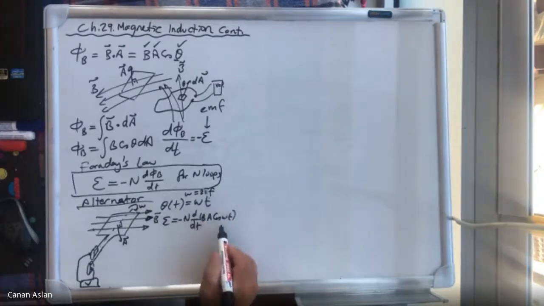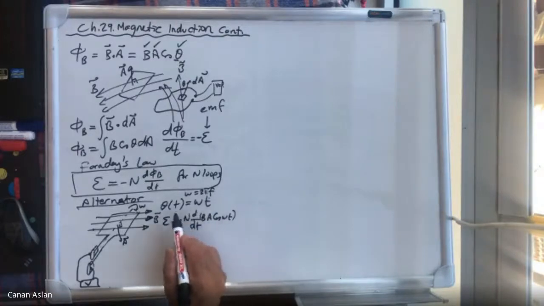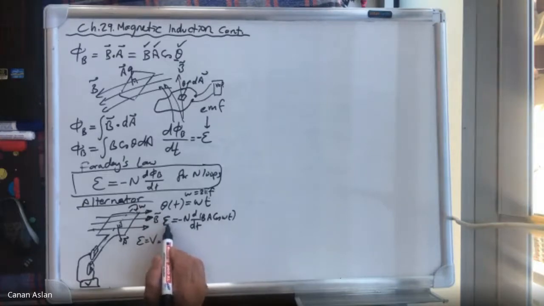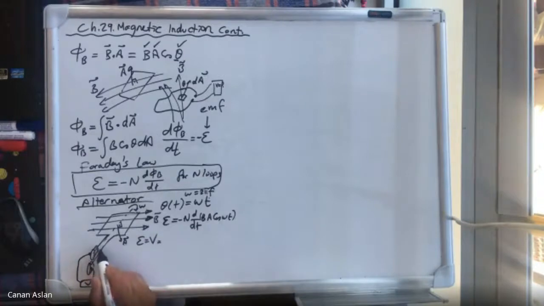Now B and A are constants taken outside, and the electromotive force, or the potential difference, doesn't matter which you call it. This is epsilon. It doesn't mean that it's an electric field. It's just the voltage induced between the two points of this current loop, which is in this case like a square, but not necessarily. It can also be round.